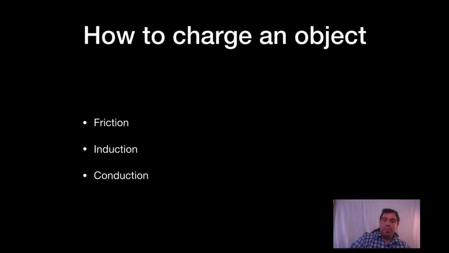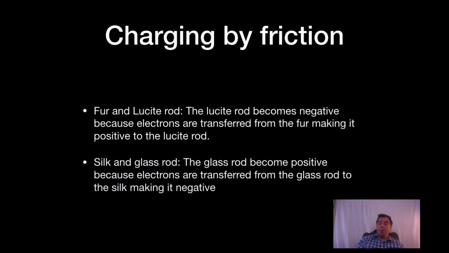So what are these? Friction is basically applying a frictional force on electrons in order to cause them to move between objects. The characteristic example that we saw in class is, of course, fur and lucite rod. When you rub together fur and lucite rod, the lucite rod becomes negatively charged because electrons are transferred from the fur, making it positive, to the lucite rod, making it negative.